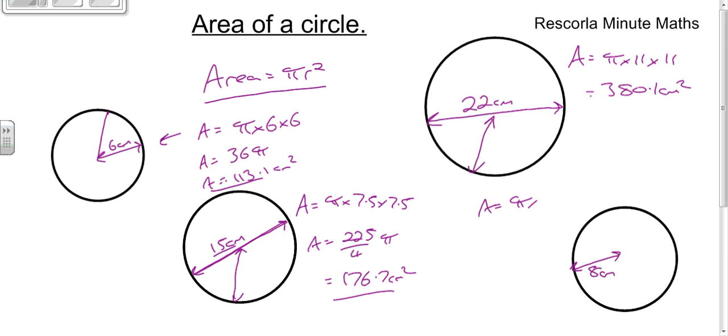And the next one, pi times 8 times 8. So pi times 8, or pi times 8 squared. And if you do that, the calculator says 64 pi, or 201.1 centimeters squared. Okay, well done.